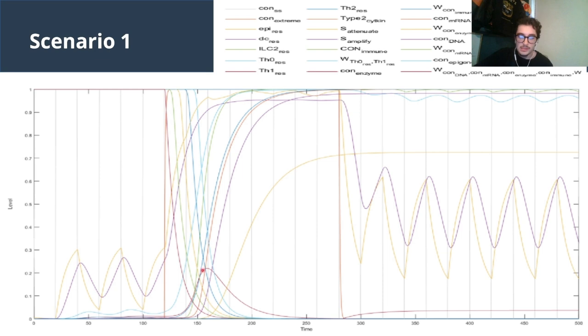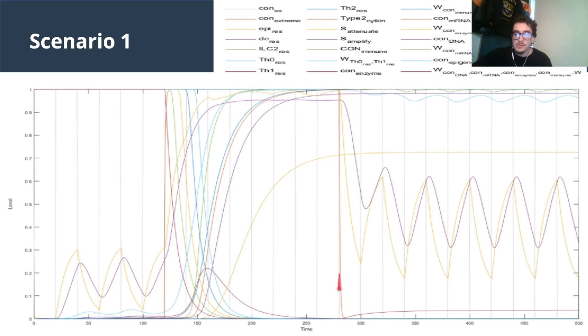And you can see here that this one that goes up and then goes back down, this is the Th1 response. So you can see that it fails at its regulation and it goes back down, while the Th2 goes all the way up, and this leads to the symptoms of asthma to also go up.